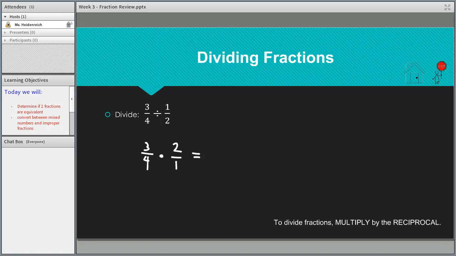So we end up with 3 times 2 is 6, 4 times 1 is 4, and then we note that both of those are even, so we can divide them both by 2, and we would get 3/2. So that's our final answer. So keep, change, flip. That can be a way to remember to multiply by the reciprocal. So here's problem number 2. Again, I'd like you to pause the recording and try this one out.